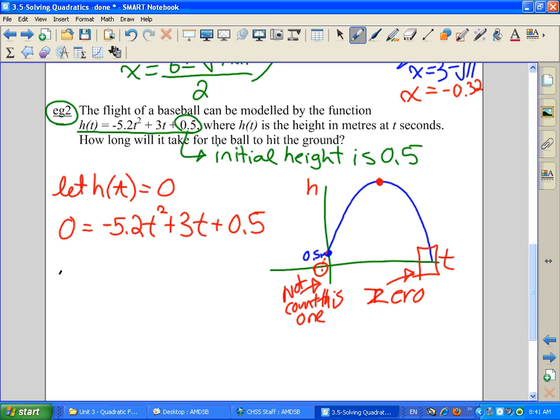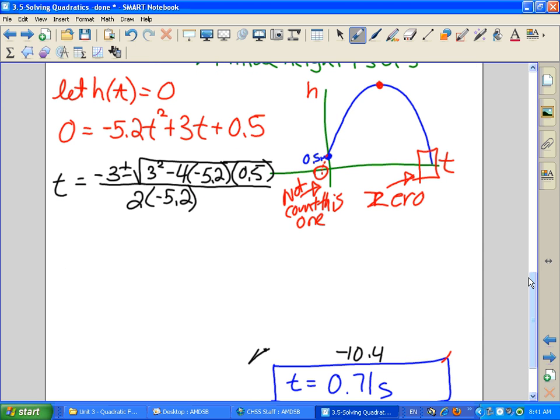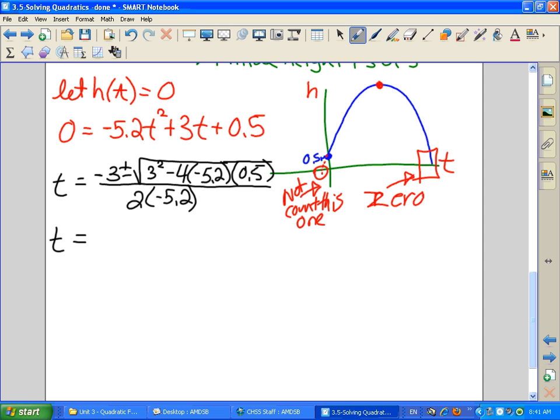So we're going to sub it in. So it's going to be t equals negative 3 plus or minus the square root of 3 squared minus 4 times negative 5.2 times 0.5, and that's all divided by, ladies and gentlemen, 2 times negative 5.2. Okay, use your calculators and sub that in. Apologize, some of the answers still there from before. So t, simplify that, folks. You should get negative 3 plus or minus root 19.4 divided by negative 10.4.